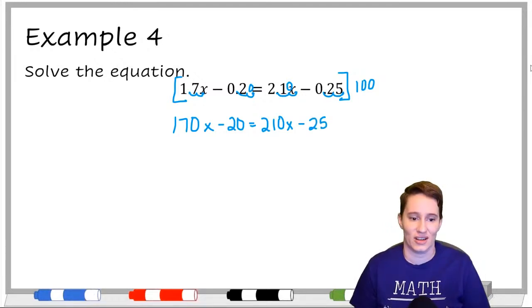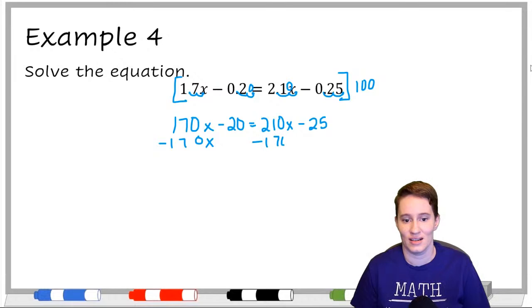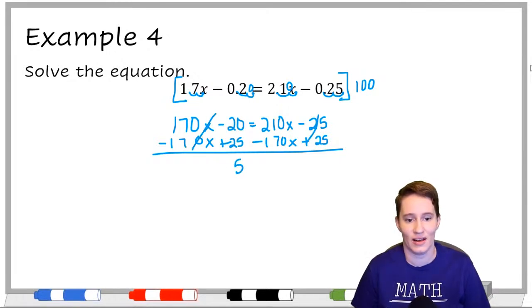So now we're ready to solve. So I'm going to subtract 170x over here. I'm going to add 25 over here. So I have 5 equals 40x. And divide by 40. So if I simplify 5 over 40, I divide them both by 5 and get 1/8.